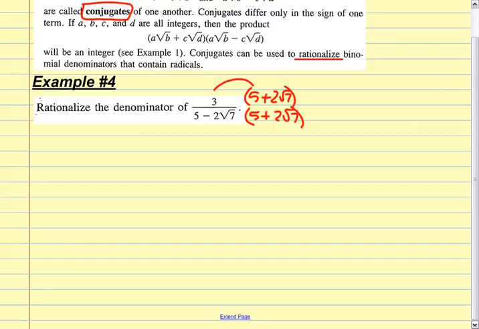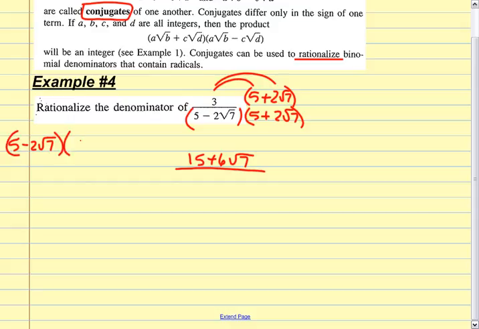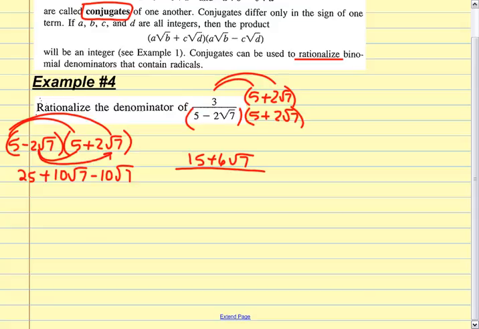Well, if I distribute the top, that's going to give me 15 plus 6 root 7. But on the bottom, I've got this. Well, let's distribute. 5 minus 2 root 7 times 5 plus 2 root 7. What does that give us? 25 plus 10 root 7 minus 10 root 7. Oh, man, that's what we want. Minus 4 times root 7 squared. These two things cancel out.